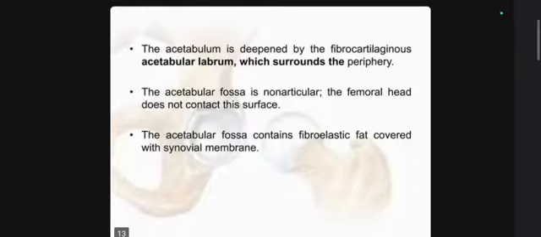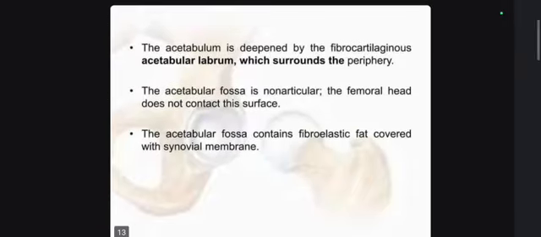The acetabulum is deepened by the fibrocartilaginous acetabular labrum which surrounds the periphery. The acetabular fossa is non-articular. The femoral head does not contact this surface. The acetabular fossa contains fibroelastic fat covered with synovial membrane.